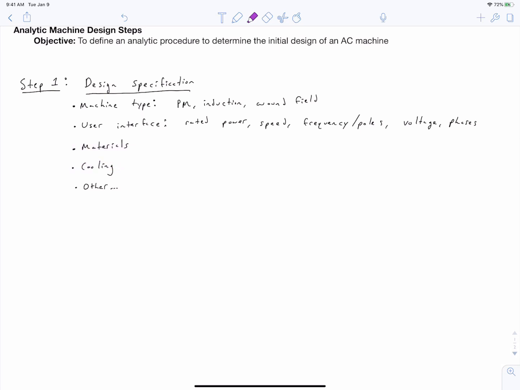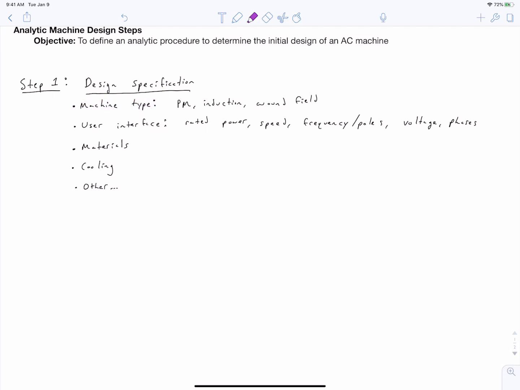So we can view the design specification in all these categories that I've outlined here. The machine type, we need to decide what type of technology we're going to develop. Will it have permanent magnets? Will it have a squirrel cage rotor? Is it going to have a wound field rotor? Is it going to be a synchronous reluctance motor or a switched reluctance motor?